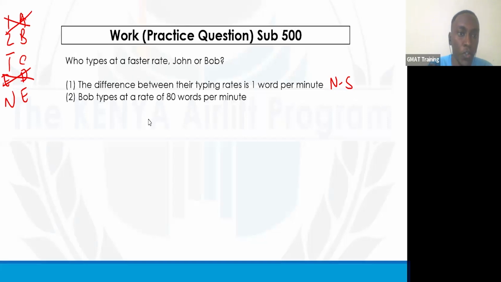Right, let's go into statement 2. Bob types at a rate of 80 words per minute. Now we have the rate for Bob, but we don't know the rate for John. So in this case also, this statement does not give us enough information for us to confidently say John is faster or Bob is faster. If it's not sufficient, then B is out.